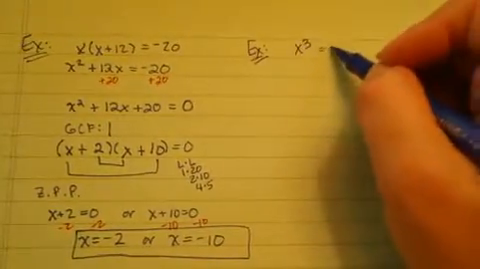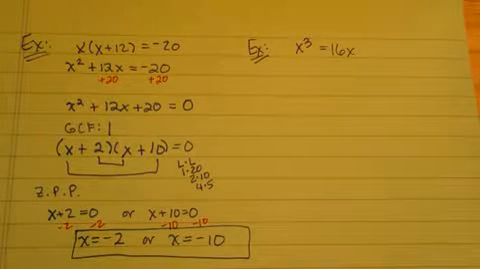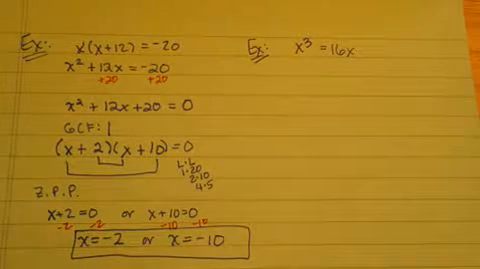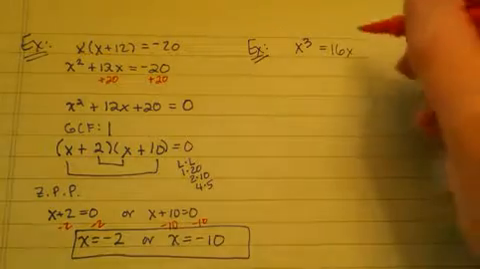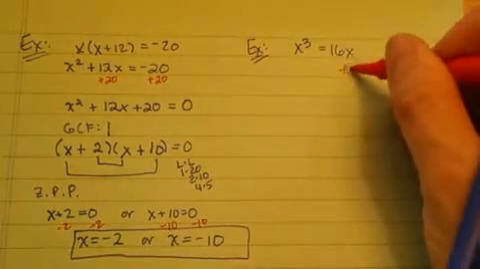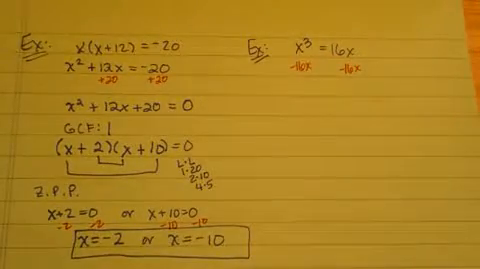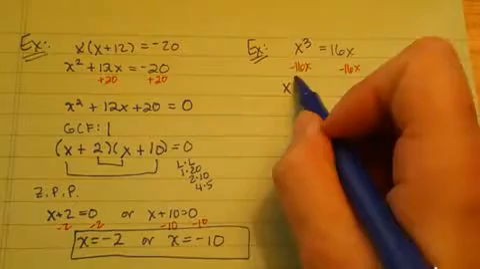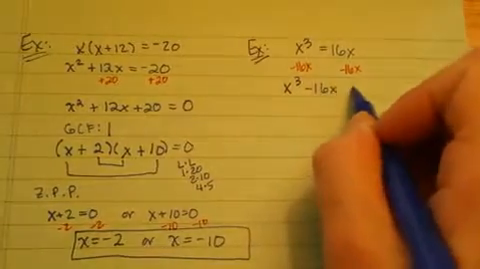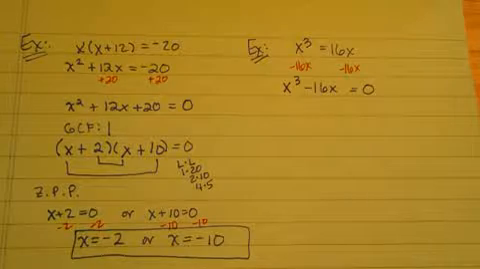x cubed equals 16x. And we'll want to start that the same way. We need to get that equation equal to 0. Since I like to start out with a leading term that is positive, I will subtract the 16x from both sides so that both of my terms end up on the left side. I have x cubed minus 16x equals 0.